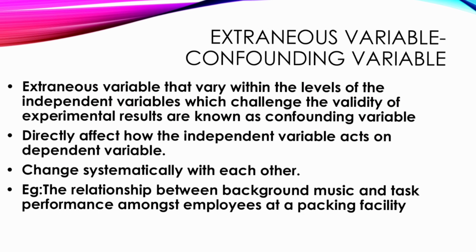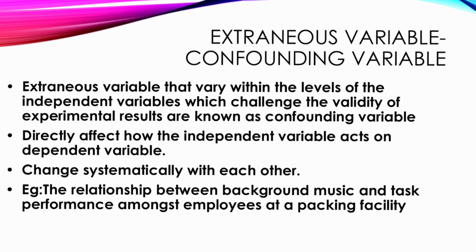The next one is confounding variables. A confounding variable is very similar to an extraneous variable in the sense that it is actually a type of extraneous variable. Extraneous variables that vary within the levels of the independent variable and challenge the validity of experimental results are known as confounding variables. Or in simpler terms, you can say a confounding variable is an extra variable that you didn't account for. That is, it can ruin an experiment and give you useless results.